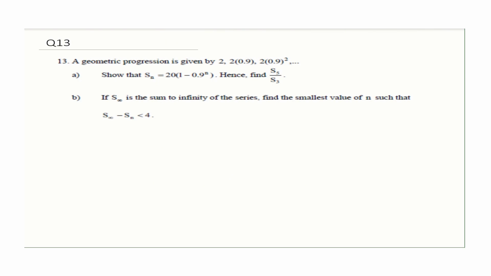Okay, for question 13, a geometric progression is given by 2, 2 multiplied by 0.9, 2 multiplied by 0.9 squared, and so on. So this means these are the first 3 terms, T1, T2, T3. The question asks to show that Sn equals 20 multiplied by 1 minus 0.9 to the power n. Hence, find S5 over S3. So here there is the word hence. Hence means to find S5 divided by S3 you have to use this Sn.